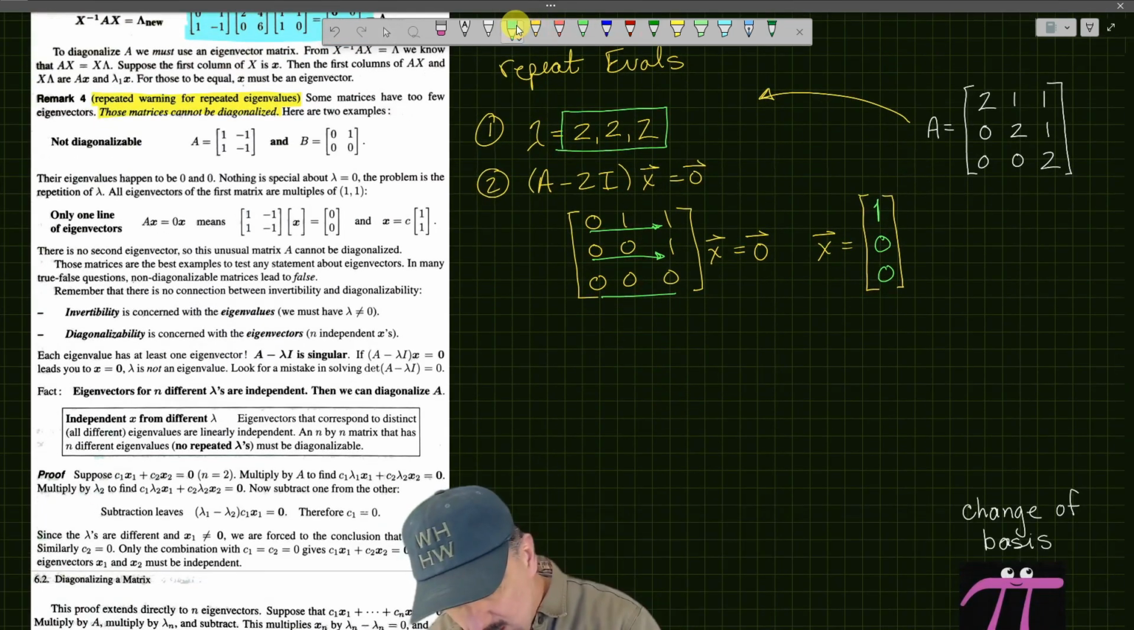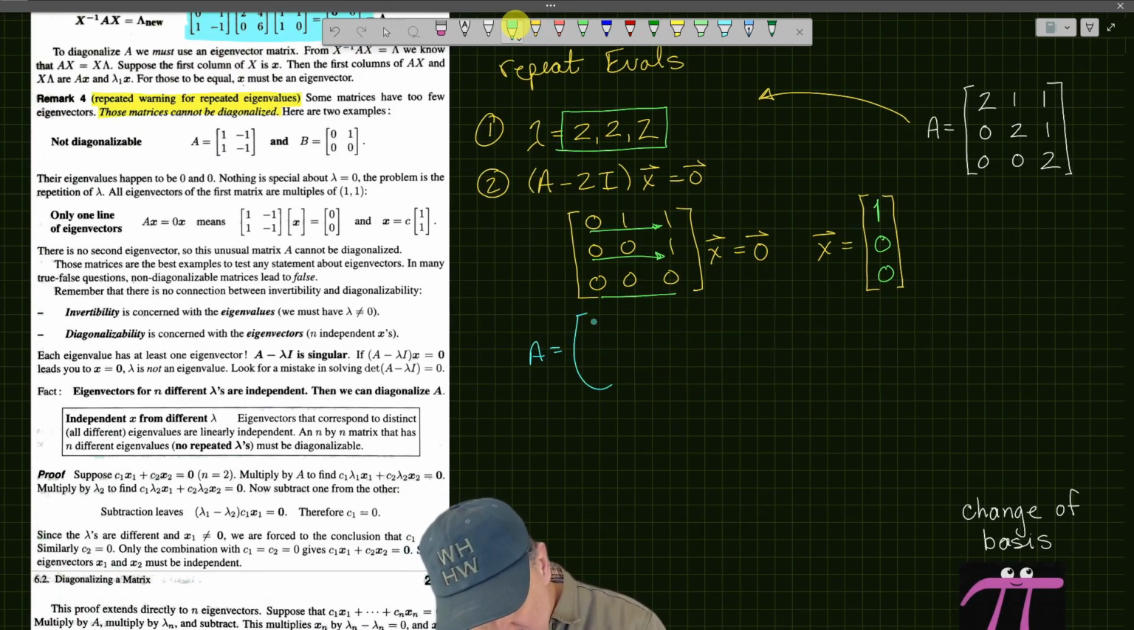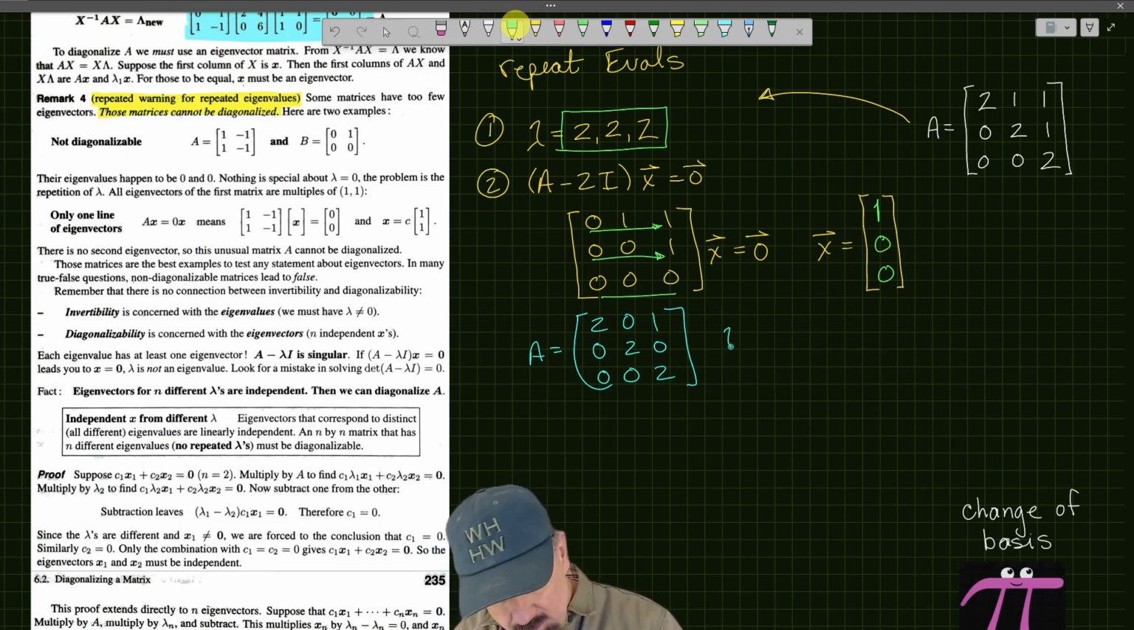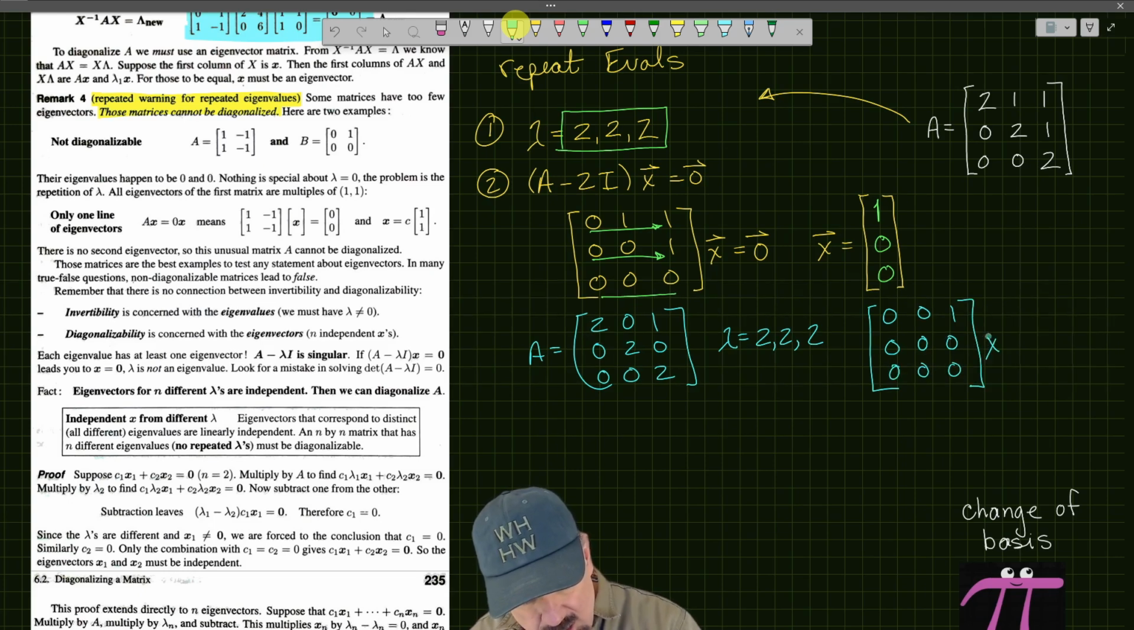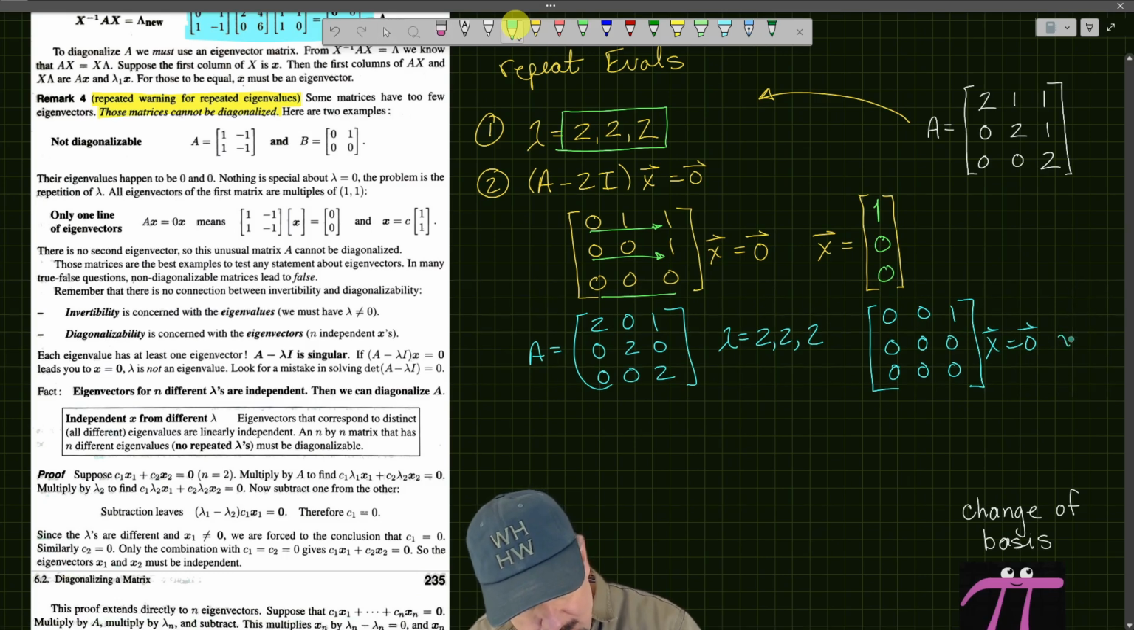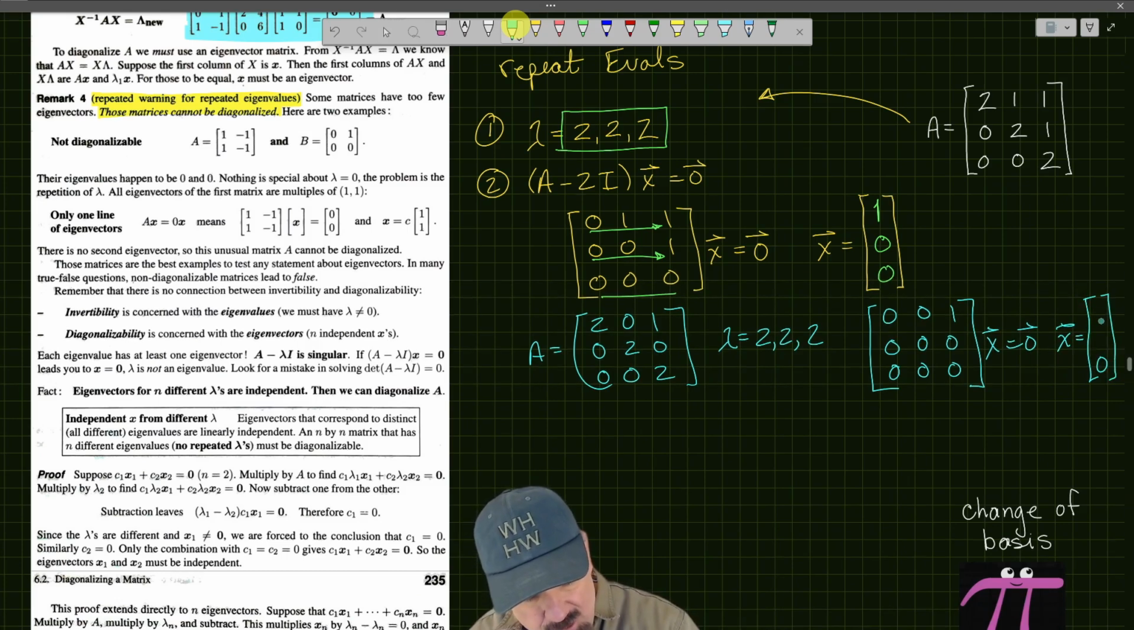The other example I want to show you is A equal to 2, 0, 1, 0, 2, 0, and 0, 0, 2. Still, all the eigenvalues are 2. Lambda is equal to 2 and 2 and 2. For the eigenvectors, again, I'm going to take A minus lambda I, which is going to give me 0, 0, 1, 0, 0, 0, 0, 0, 0, and try to solve for x. In this case, we see that the only requirement for x is that the last entry has to be 0 based upon the first equation.